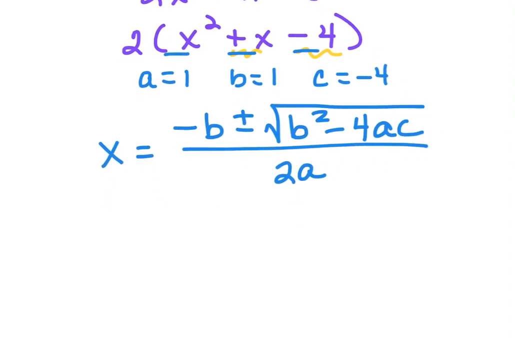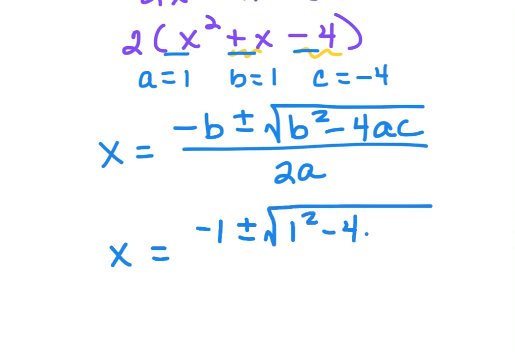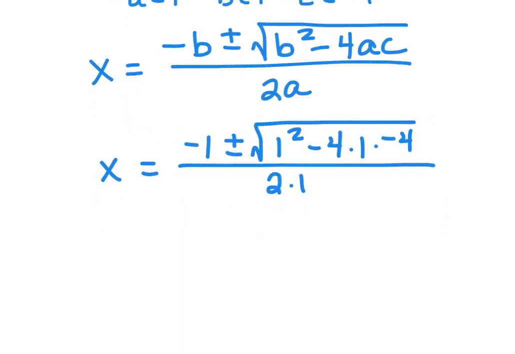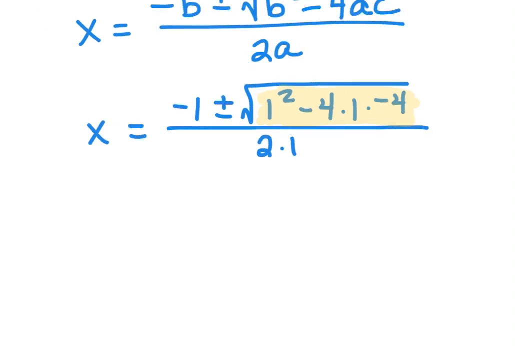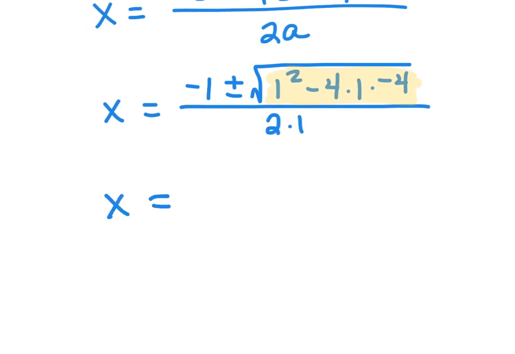So I'm going to take those three numbers and substitute them in. So x equals -1 plus or minus radical 1 squared minus 4 times 1 times -4 all over 2 times 1. And the next thing that I would simplify here is just what's inside of the radical. And so just go ahead and type that into your calculator as is, and you should get 17. So now you've got -1 plus or minus radical 17 all over 2.